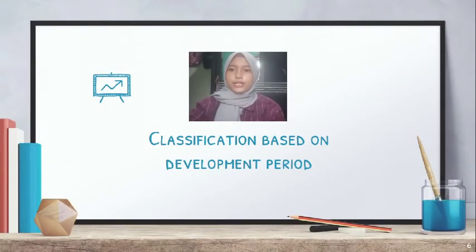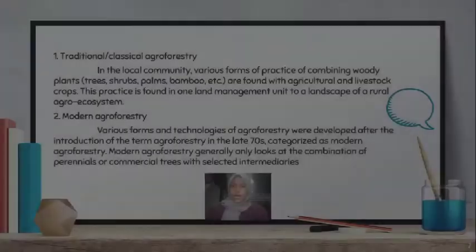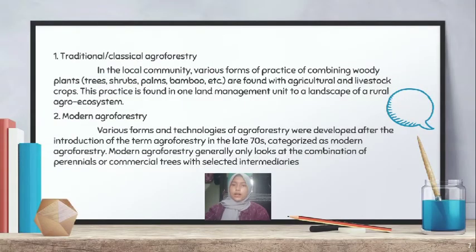And next, classification based on developed period. The first is traditional or classical agroforestry. In the local community, various forms of practice of combining woody plants, trees, shrubs, bamboo, and etc. are found with agricultural and livestock crops. This practice is found in one land management unit to a landscape of a rural ecosystem.